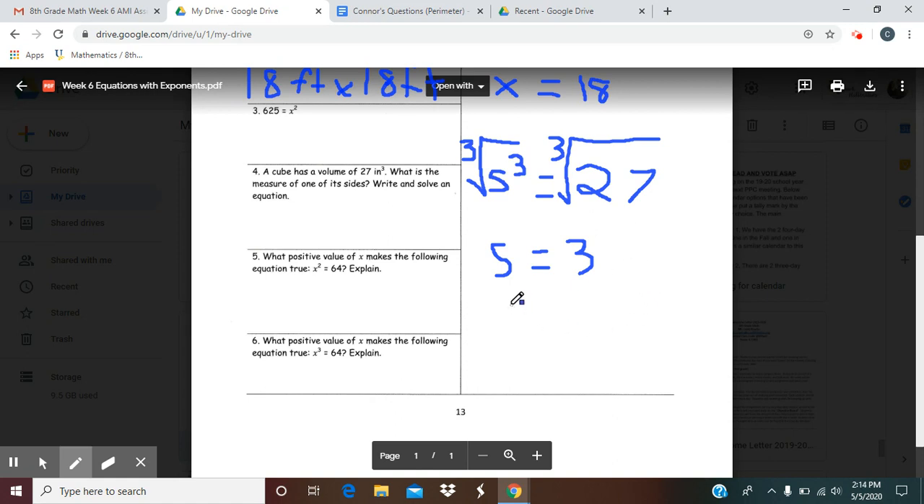So if you do in your calculator 3 times 3 times 3, that is going to equal 27 because you have 3 times 3 is 9, 9 times 3 is 27. So when you take the cube root of a number, what you're asking yourself is what number times itself 3 times would equal 27.